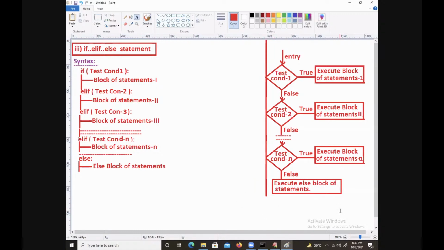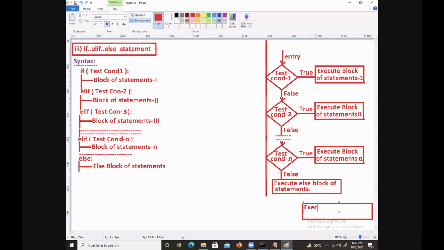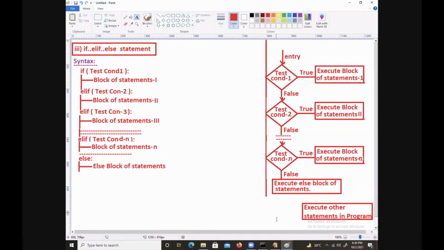Yes, very good. Everybody understand very nicely. That's a really good sign. So I'm writing here: other statements in the program. That I did not write in the syntax. I will write it. Execute other statements in program. This is the one we are having.